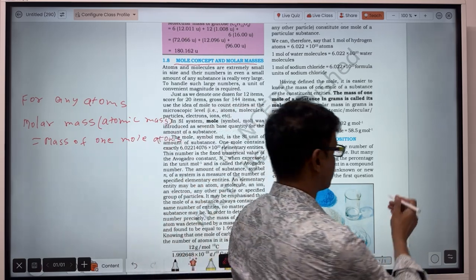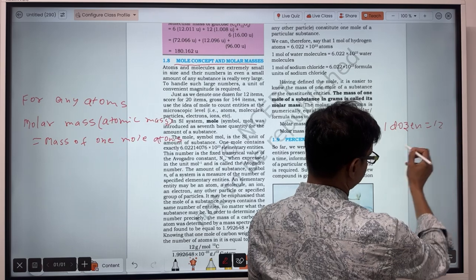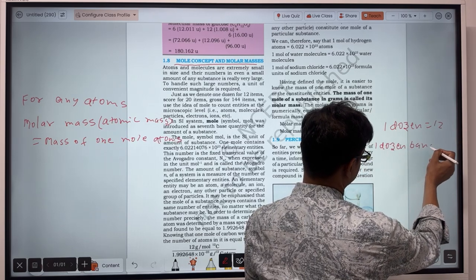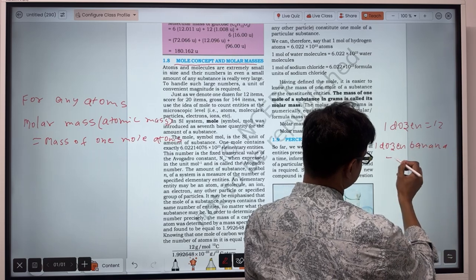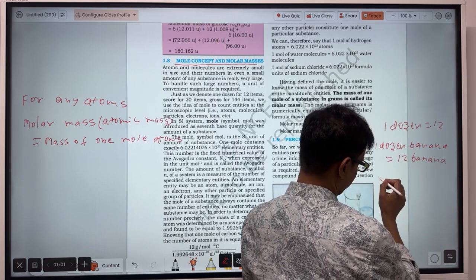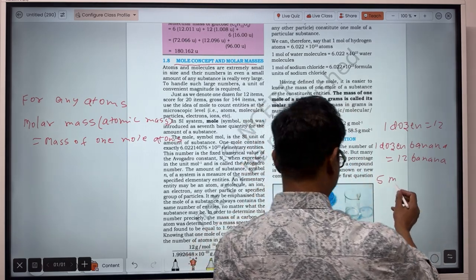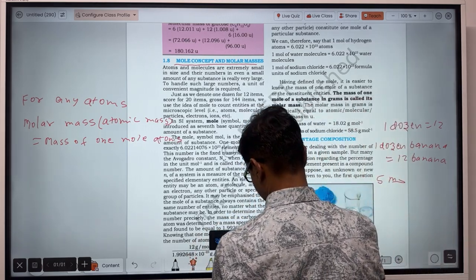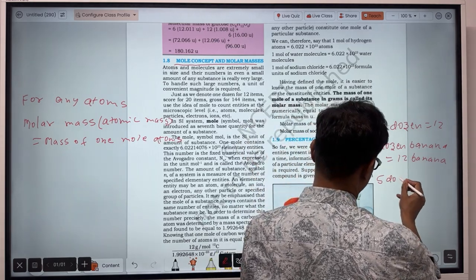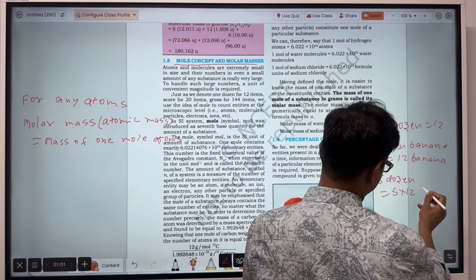So 1 dozen banana means 12 bananas. In the same way, if anyone asks for 5 dozen lemons, that will be equal to 5 into 12 lemons.